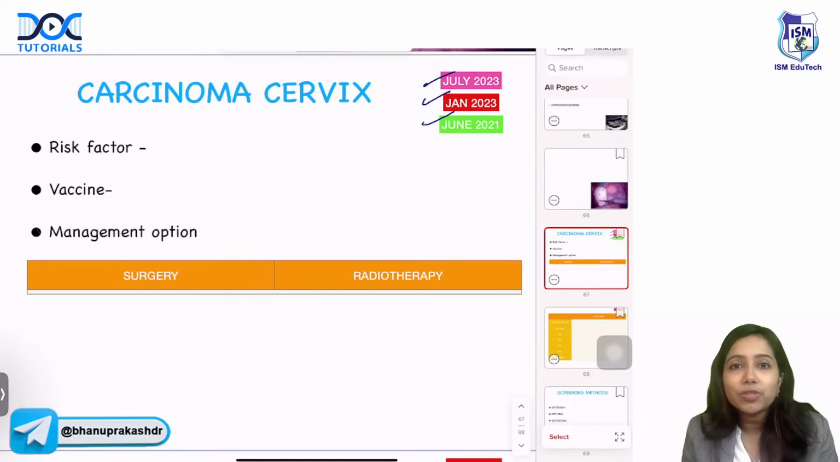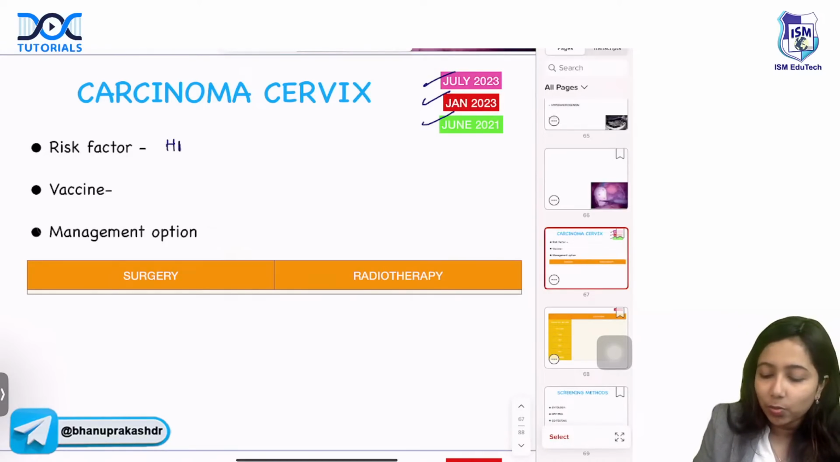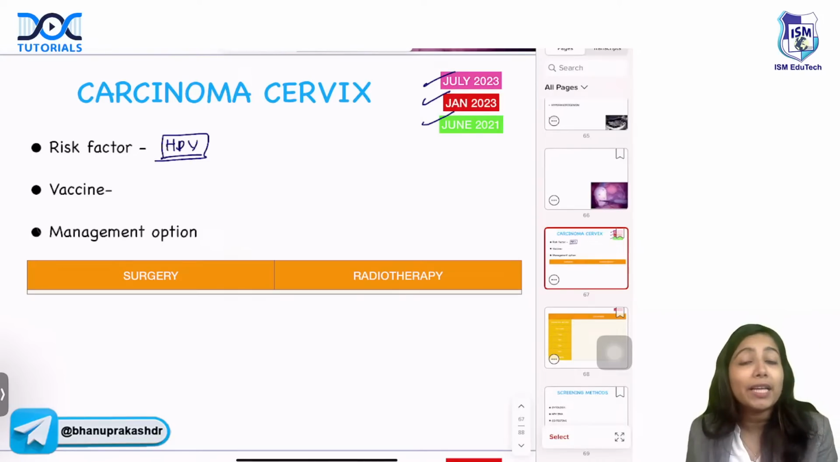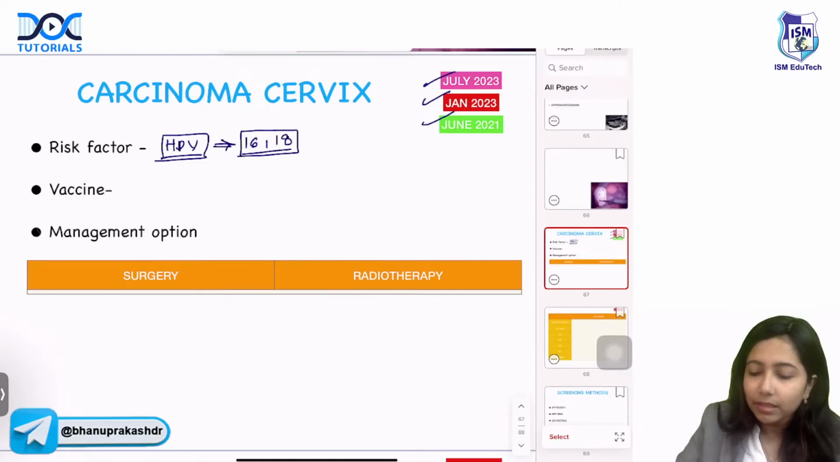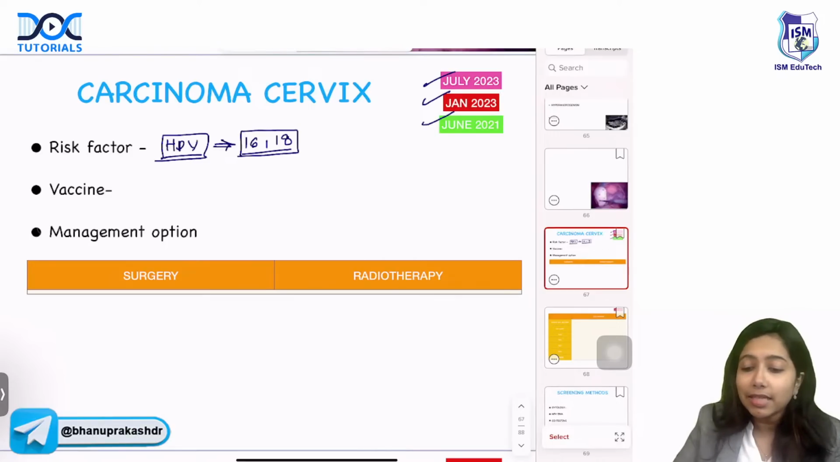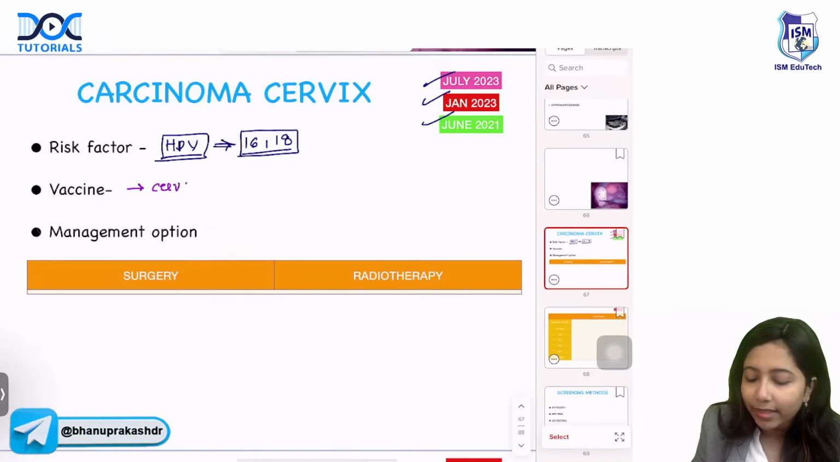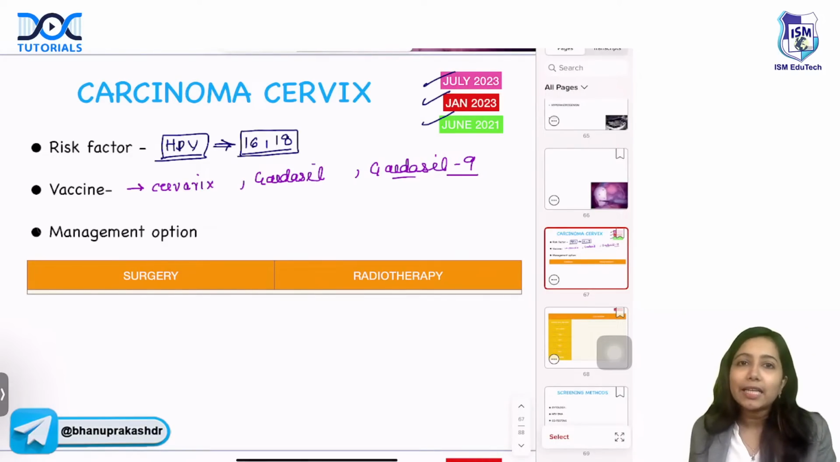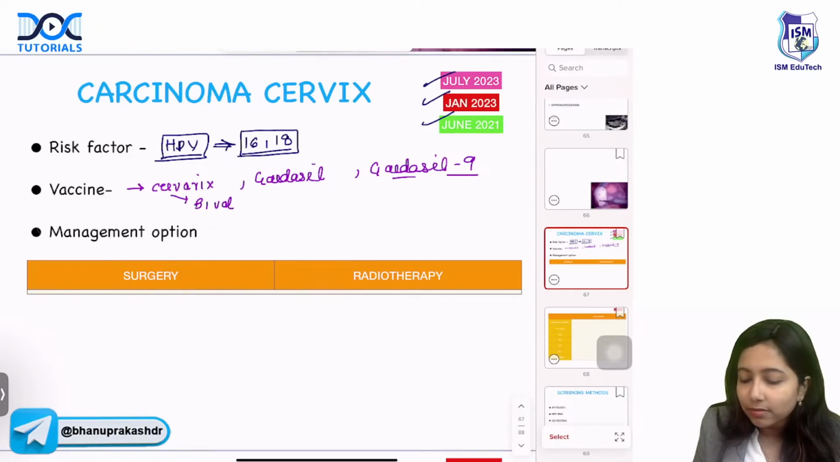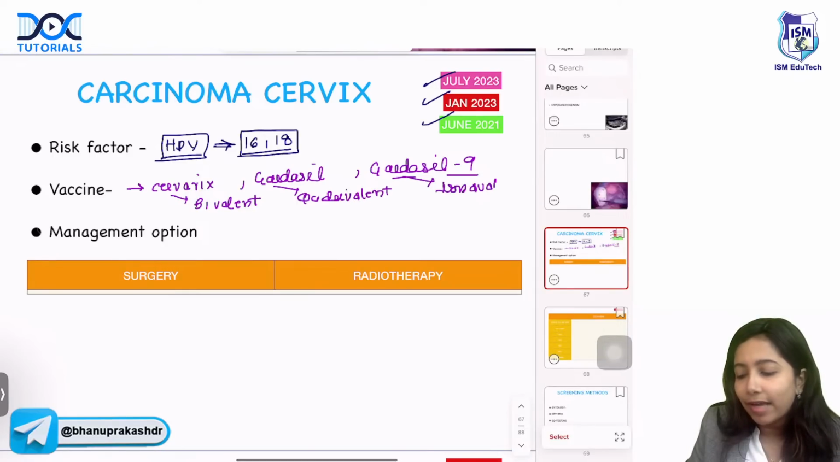In carcinoma cervix, the most important risk factor is basically HPV, human papilloma virus. And which are the high risk strains? The maximum risk is with 16 and 18. The vaccines that are available include Cervarix, Gardasil, and Gardasil 9. Cervarix is a bivalent vaccine. Gardasil is a quadrivalent vaccine. And Gardasil 9 is a nonavalent vaccine.